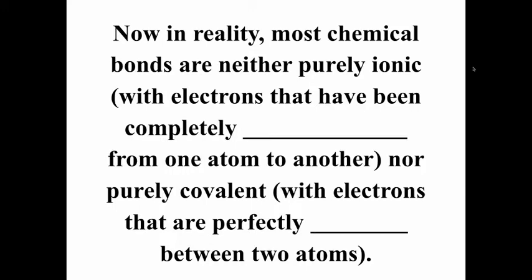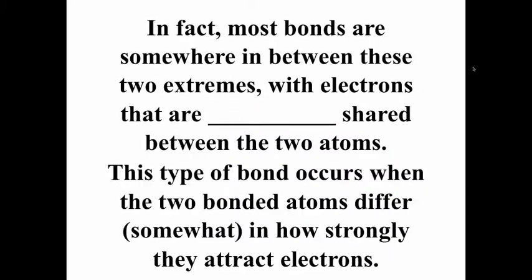Although we've been dealing with chemical bonds as being ionic or covalent, in reality, chemical bonds are usually not either purely ionic, where the electrons have been completely transferred from one atom to another, nor are they purely covalent, where the electrons are perfectly shared exactly equally between two atoms. Most chemical bonds are somewhere in between the extremes of pure ionic and pure covalent, and the electrons are shared unequally between the two atoms involved in the bonding. This kind of bond happens when the two atoms that are bonded together differ, at least somewhat, in how strongly they attract electrons.